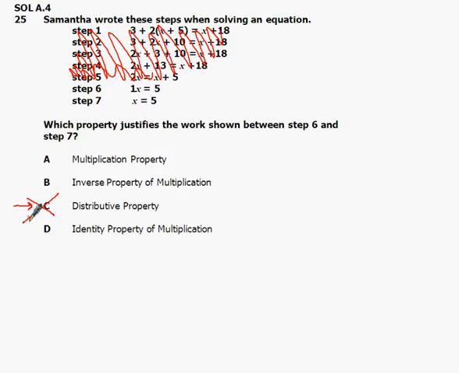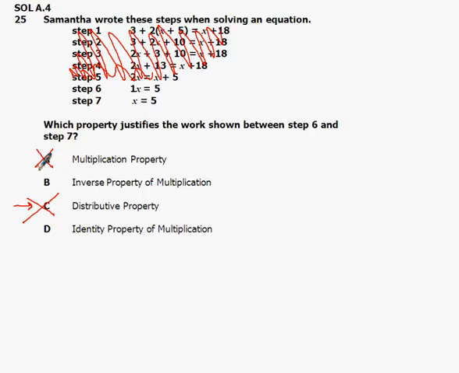Well, the reason it's not A is because we don't have a property just called the multiplication property in algebra. That's not specific enough for us. So we're going to go ahead and eliminate A. And we're left between B and D, the inverse property of multiplication and the identity property of multiplication.